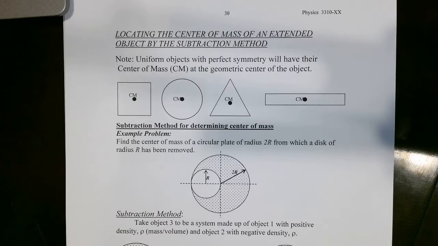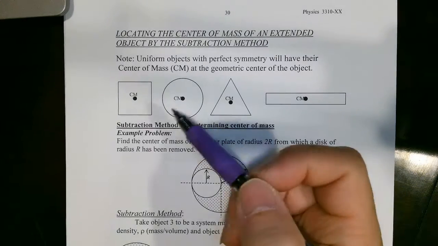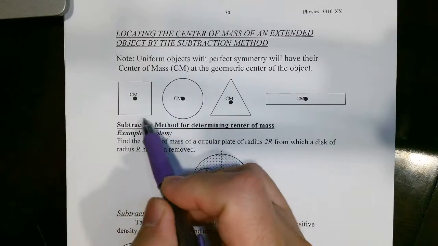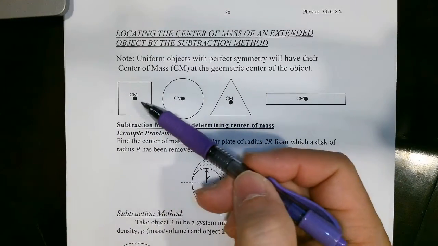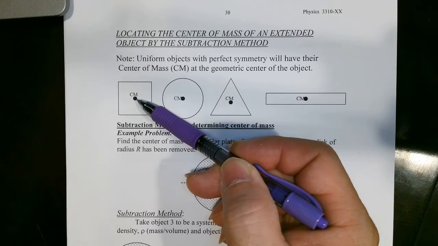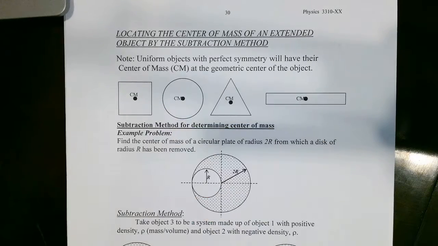All right, welcome back. So, locating the center of mass of an extended object by subtraction method. If we were to use the center of mass for any kind of symmetry or symmetrical objects, such as a square, the square would have its center of mass located at the geometric center, which is right at the center.